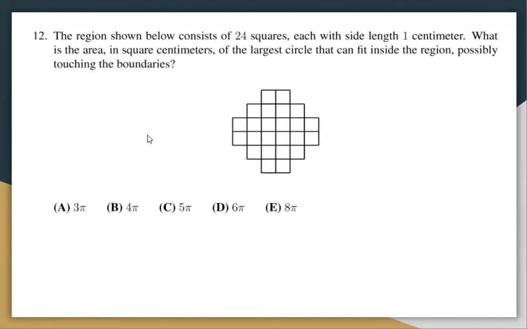And the region below consists of 24 squares, each with side length 1 centimeter. What is the area of the largest circle that can fit inside the region, possibly touching the boundaries? Okay, so we want to get the largest circle. Since I have 2 in each direction, it's identical, or reflected over this midpoint, which is why this has to be the center of the circle as well. And then we want to get the largest circle possible.